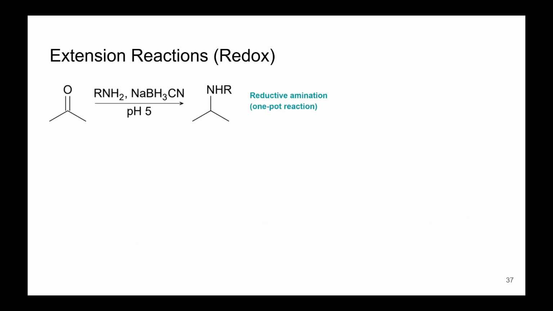Now, I will also cover some redox reactions. So this is a one-pot reaction that's called reductive amination. So first, you will have this attacking here. So first you will get something like this. And then this is a reducing agent. So it will just remove this double bond and convert it to a single bond. So it also proceeds by the mechanism of a nucleophilic addition.